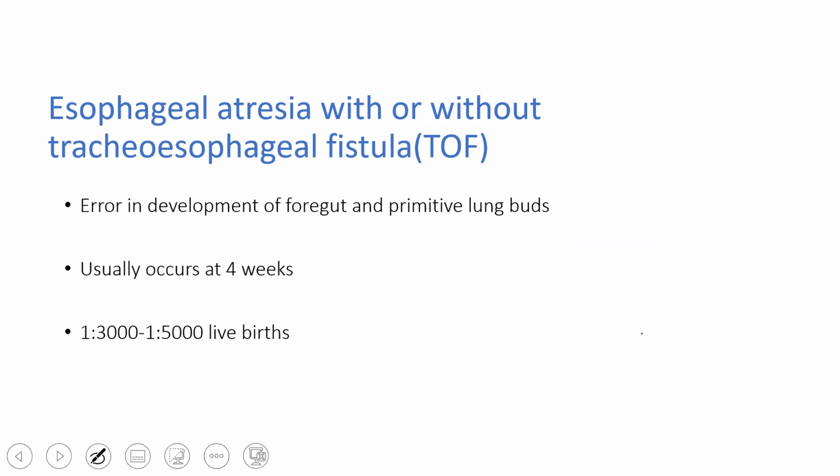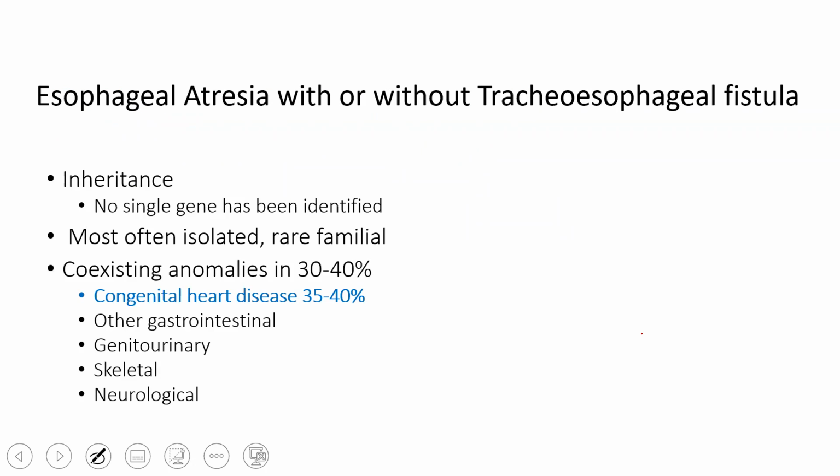Usually it occurs around 4 weeks, because that's the time when the membrane starts to migrate and separate the lung bud from the foregut, or from the esophagus. The incidence varies from 1 in 3,000 to 1 in 5,000. Some say 1 in 3,500. No single gene has been identified in esophageal atresia with or without fistula. Most often it is an isolated finding, very rarely familial.